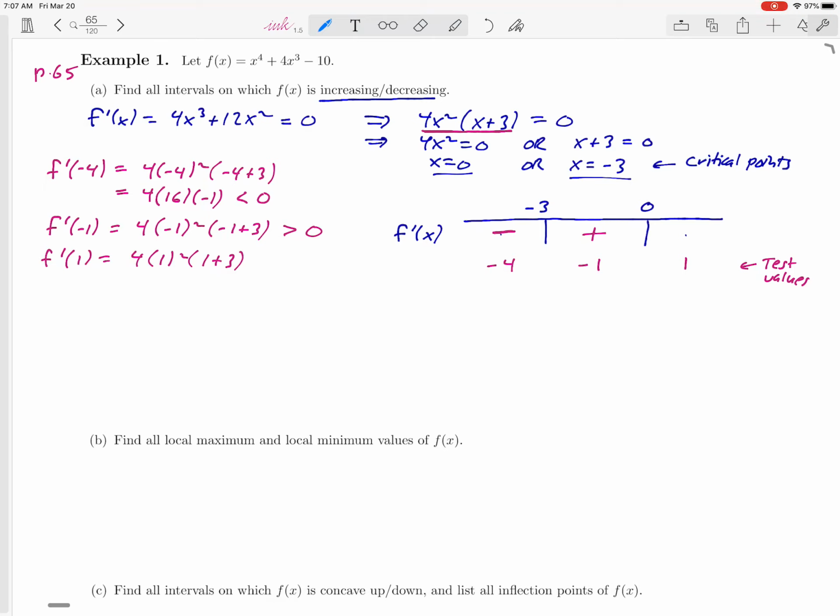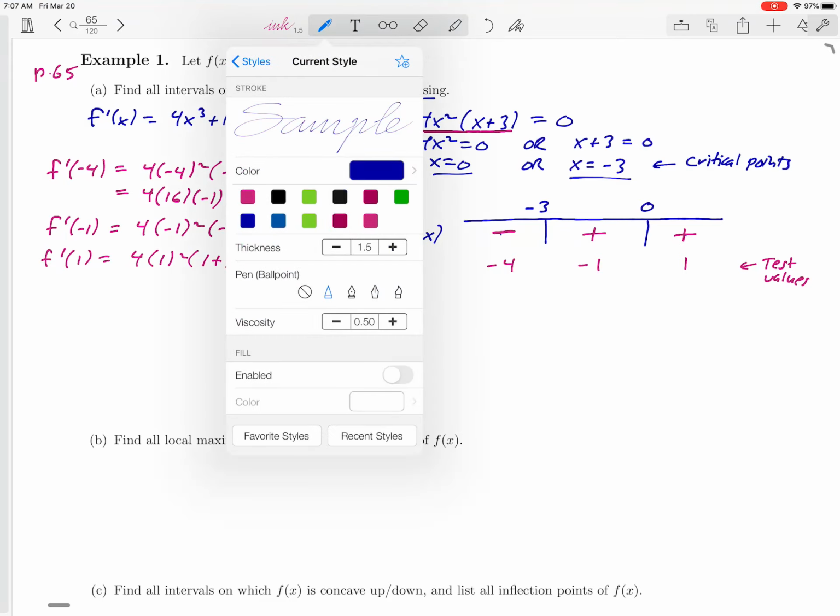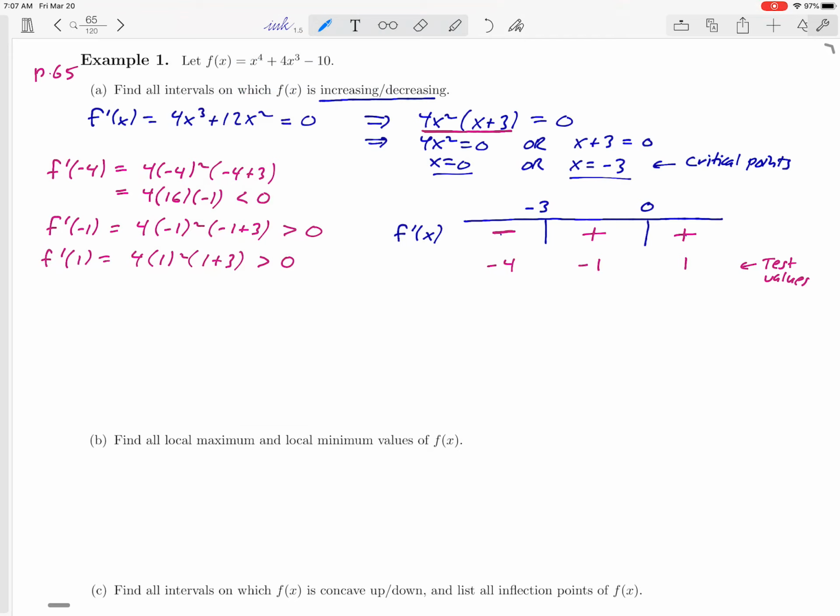And this time, if we do the arithmetic, 4 times 1 times 1 plus 3, everything is positive, and so we're still going to get a positive number. Okay, so we have completed our first derivative sign chart. And the question is, what does all of this mean?